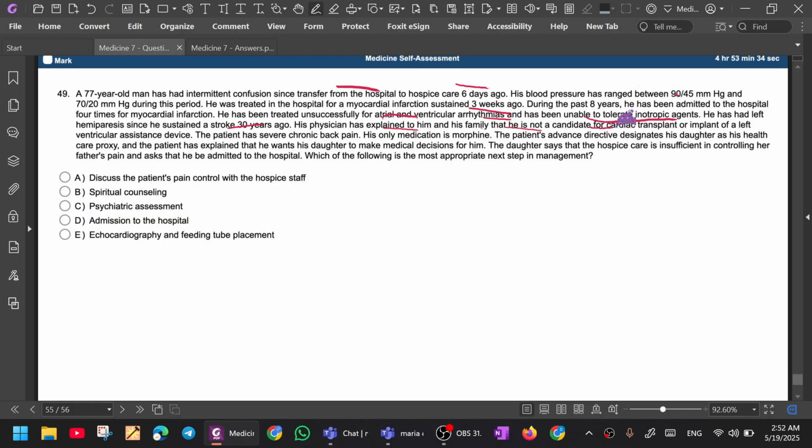Physician has explained to him and his family that he is not a candidate for cardiac transplant or implant of a left ventricular assist device. The patient has severe chronic back pain. His only medication is morphine. Patient's advance directive designates his daughter as his healthcare proxy, and the patient has explained he wants his daughter to make the decisions for him. The daughter says that the hospice care is insufficient in controlling her father's pain and asks that he be admitted to the hospital. Next step?